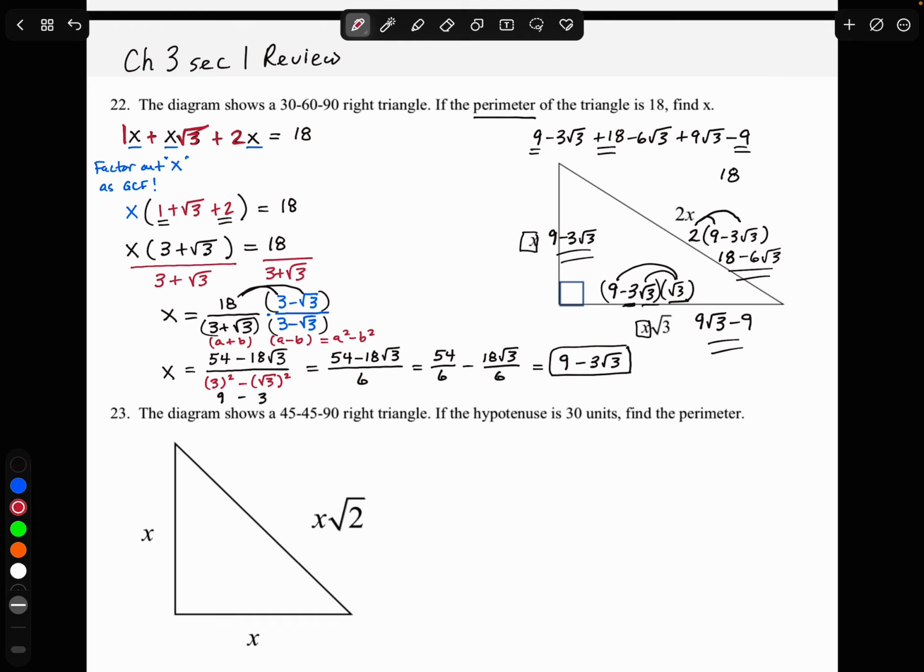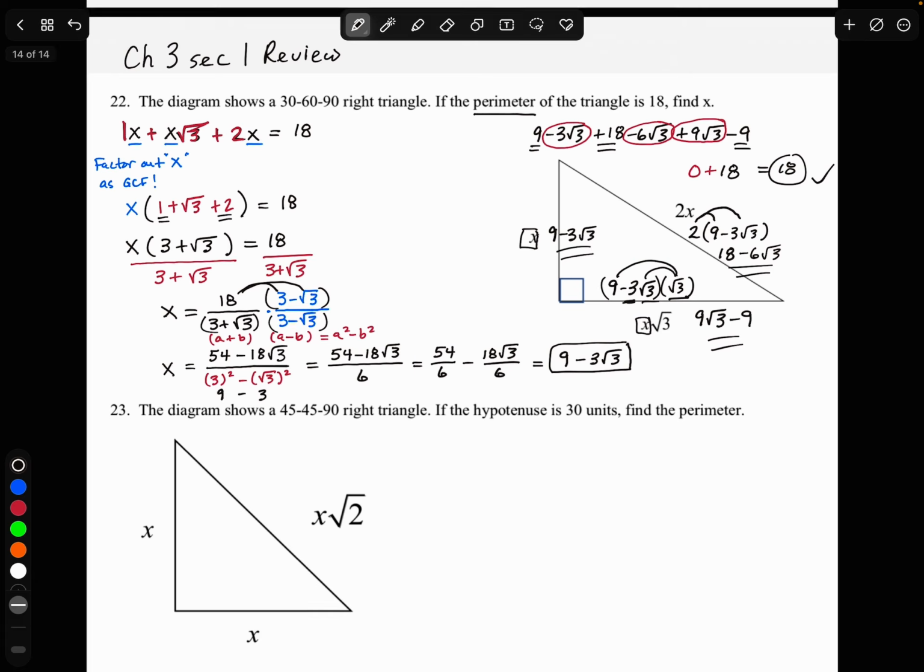And then when you look at 9 radical 3 minus 6 radical 3, that would be 3 radical 3. And if we take away this 3 radical 3, we get 0. So it's like 0 plus 18, which is the perimeter that we're looking for, right? So we just checked it, it works, and we feel confident, and we move on.